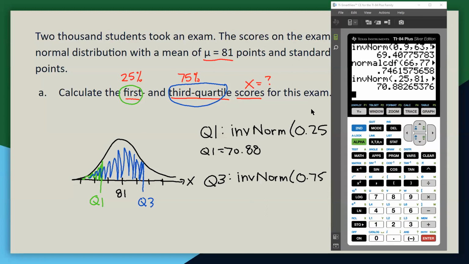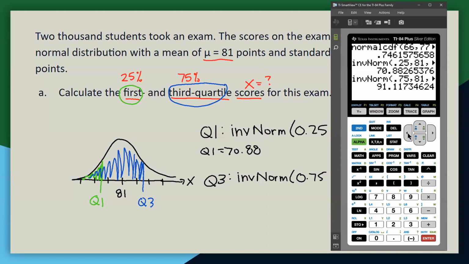To do the next one, I'm actually going to do a cheap trick here. I don't want to have to go back to second bars. I'm going to hit second enter, and it pulls up the last thing I typed, which is my last inverse norm function call. And all I need to do is change that 25 to a 75, and then hit enter again. And it gives us Q3, which is 91.12.